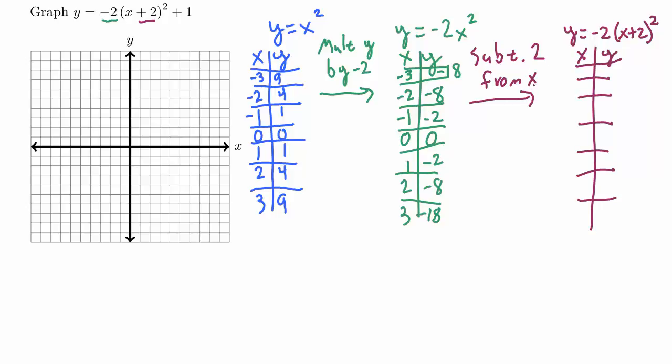Now, because the x values change, the y values from this previous table stay the same. So that still gives me -18, -8, -2, 0, -2, -8, and -18. Now we do what it says. -3 minus 2 is -5. -2 minus 2 is -4. -1 minus 2 is -3. And you just keep doing this the entire way.